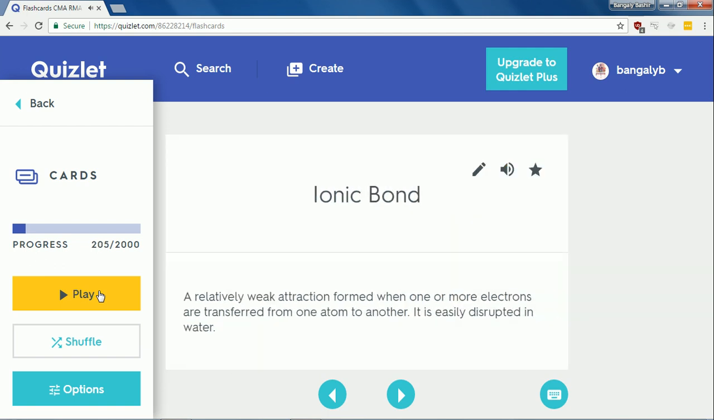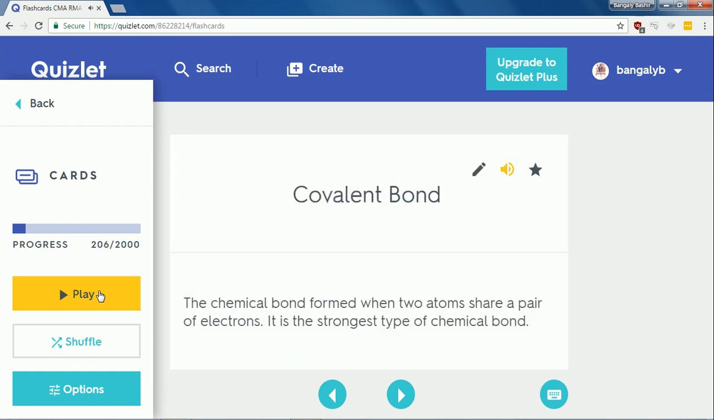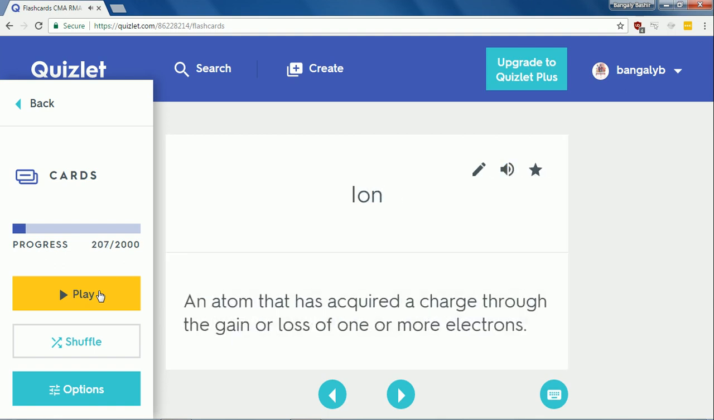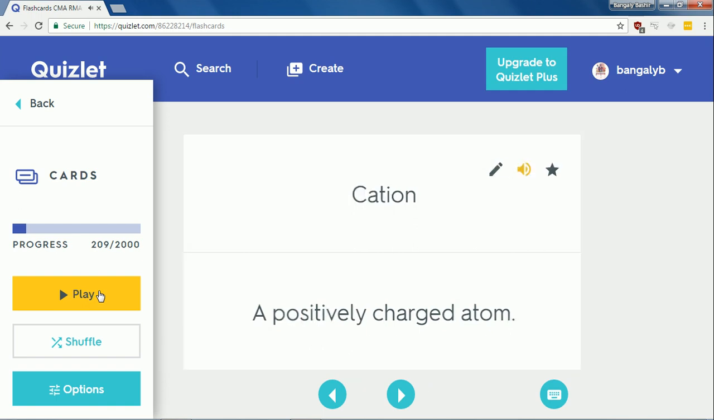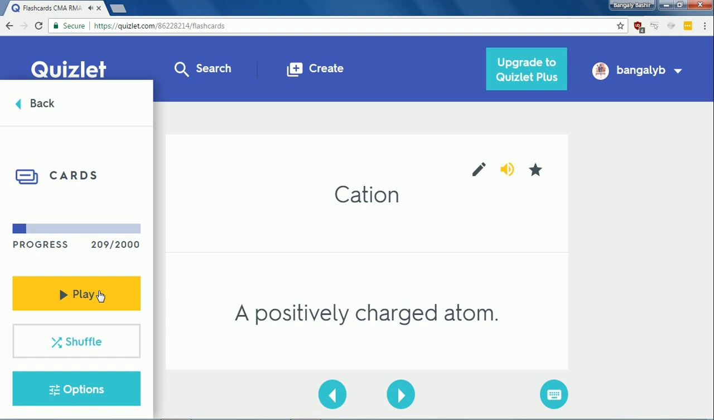Ionic bond. A relatively weak attraction formed when one or more electrons are transferred from one atom to another. It is easily disrupted in water. Covalent bond. The chemical bond formed when two atoms share a pair of electrons. It is the strongest type of chemical bond. Ion. An atom that has acquired a charge through the gain or loss of one or more electrons. Anion. A negatively charged atom. Cation. A positively charged atom.